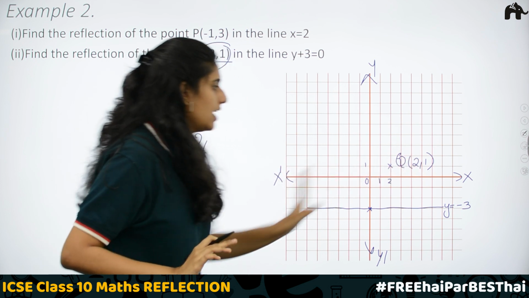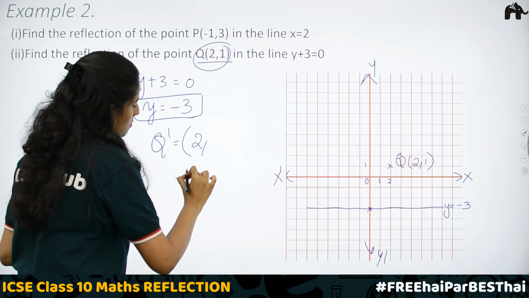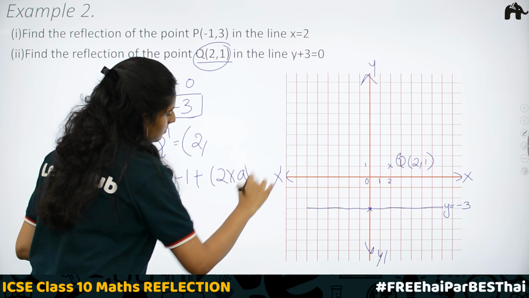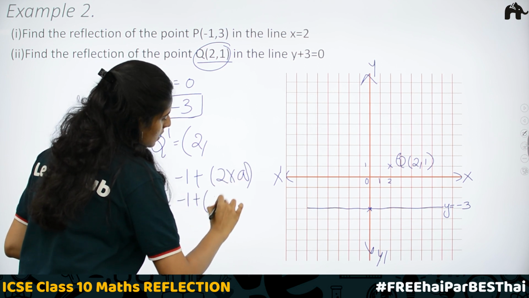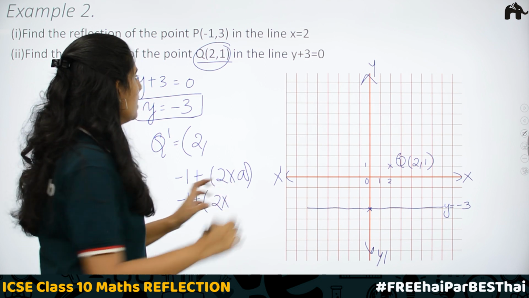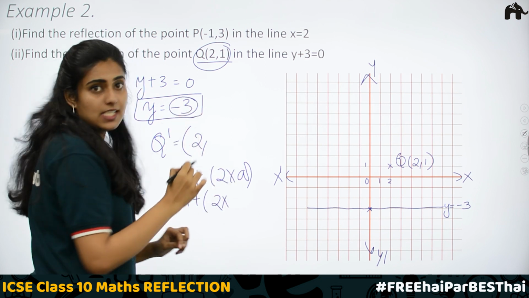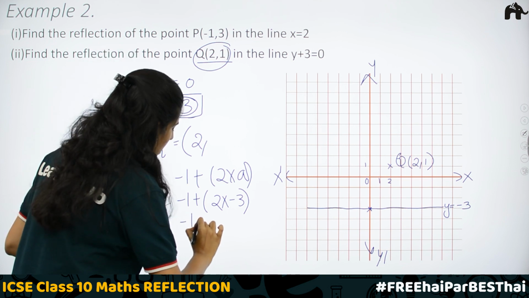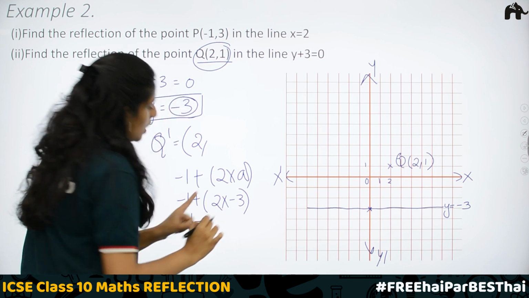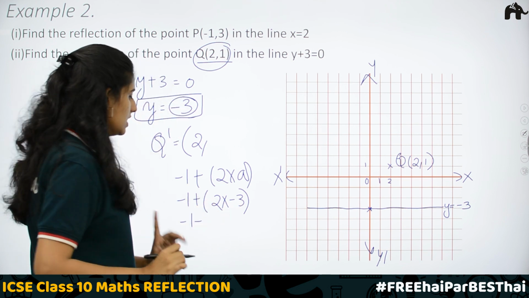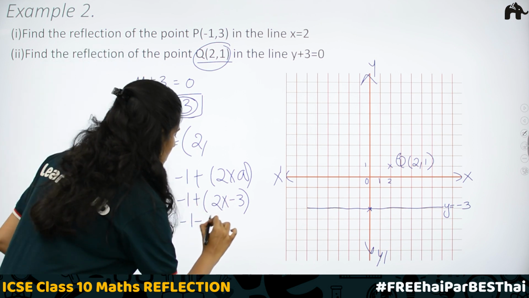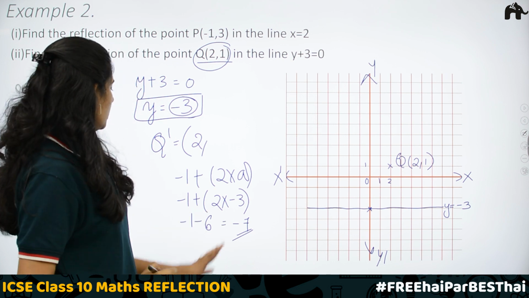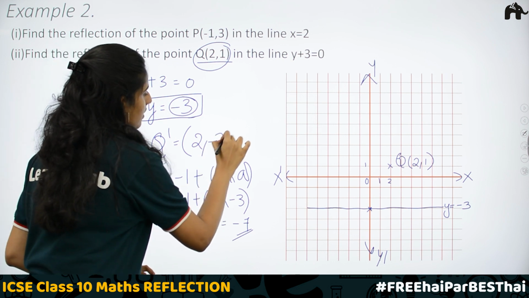Take the opposite sign. Here we have 1, therefore minus 1, plus 2 into a. Minus 1 plus 2 into, what is a here? The value of a is minus 3. Minus 1 minus 2 into 3 is 6. We have a negative sign. Minus 6, which is minus 7. So the y coordinate is minus 7.